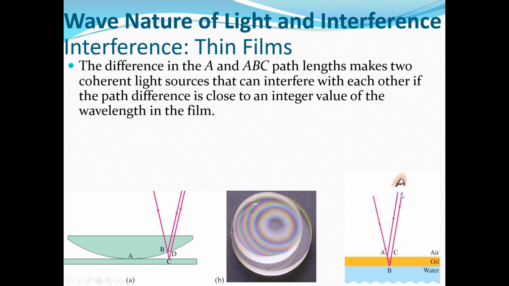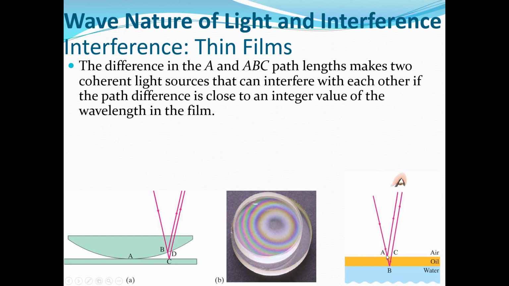Now, if these two light beams are in phase by the time they get to your eye, then what we end up seeing is a specific color. We'll end up seeing constructive interference. If they're out of phase, we basically don't see anything. So, in order for us to actually see something, these two waves have to be in phase.